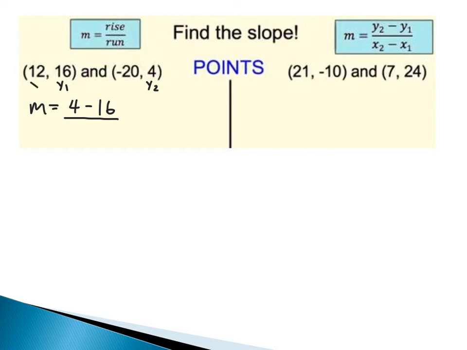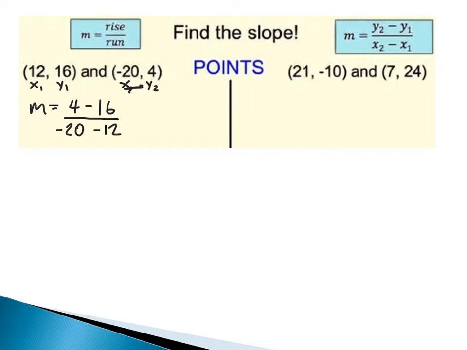So this is an x and this is an x. Now the key thing here is that if I label this y1, I'm going to label this x1 and that x2, because that's going to be my first and second x. Now the key thing here is when I subtract, it's always x2 minus x1. So if I start with this y value, I'm going to start with this x value. So I'm going to start with negative 20 minus 12. And now I'm going to simplify.